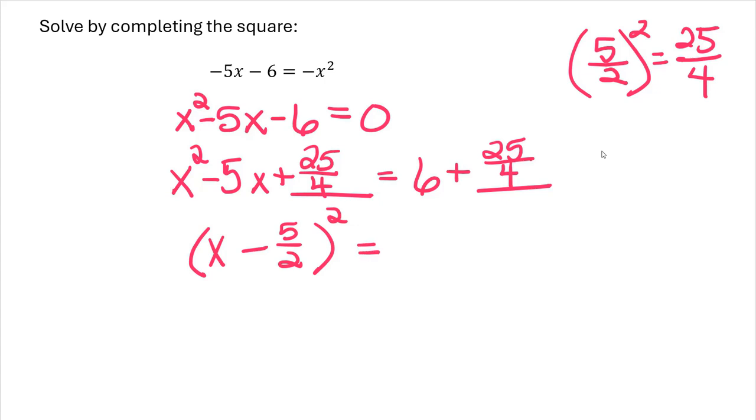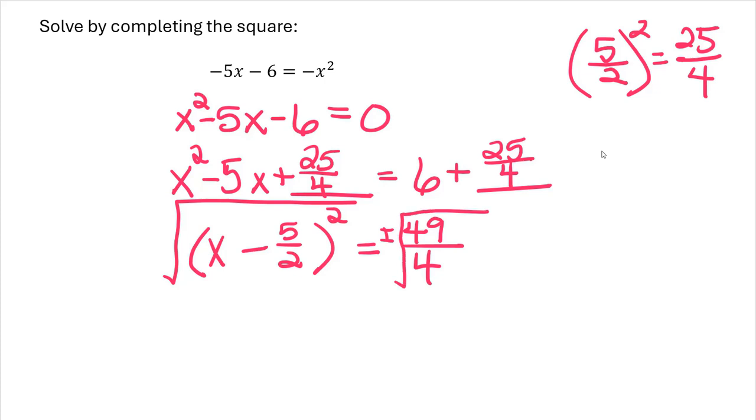On the right side, we're going to add 6 plus 25 fourths. We know that 6 is 24 fourths. And then if we add 25 fourths, we're going to have 49 fourths. Now we're going to take the square root on both sides. We will put a plus or a minus over here when we take that square root.